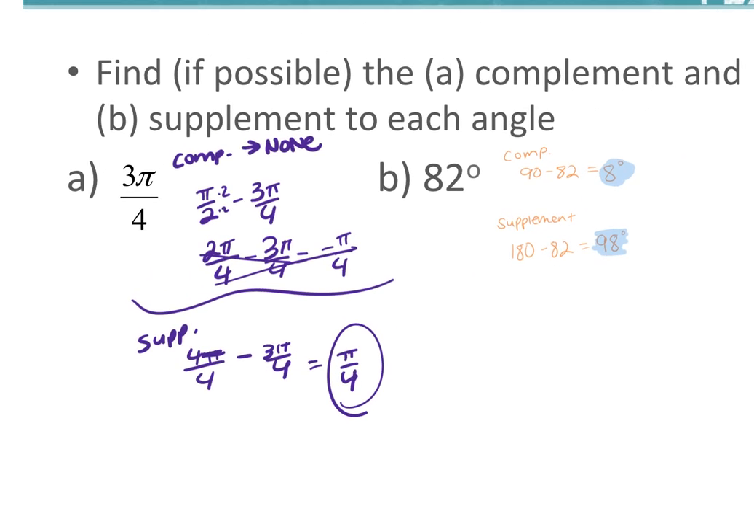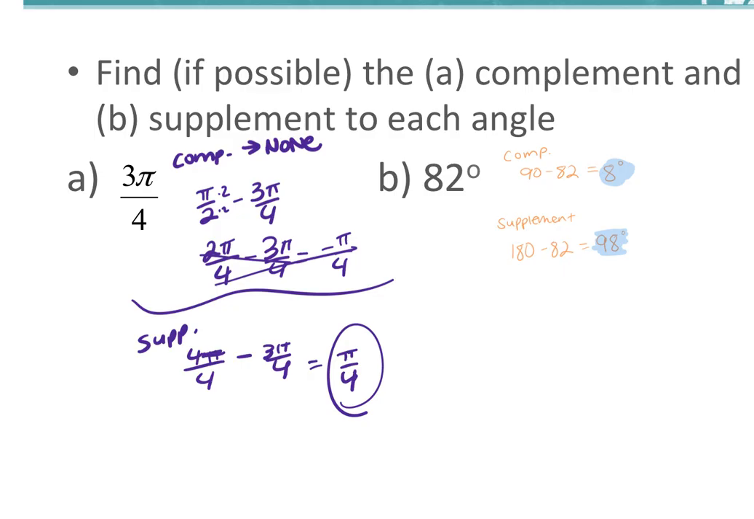So on that one, there is no complement, and the supplement is pi over 4. If the question is given to you in radians, it has to be answered in radians. If it's given to you in degrees, it has to be answered in degrees. Obviously with the exception of the convert answers. If it wants you to convert, it wants you to actually convert. We still good?